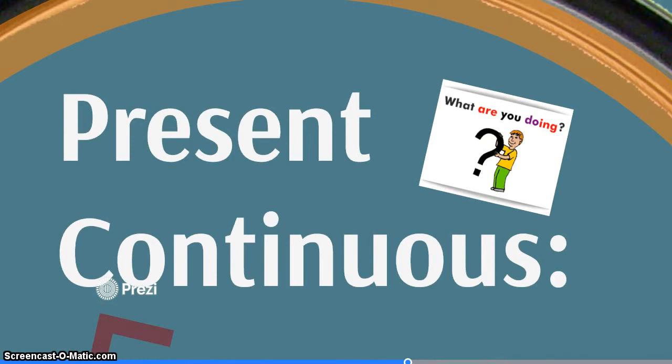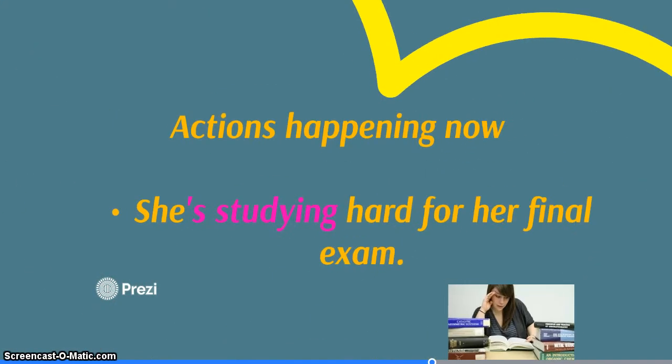So, the present continuous. We use the present continuous to talk about the present. But not any present. We talk about actions that are happening now. Take a look at the picture. What is she doing? She's studying hard for her final exam. She's studying now.